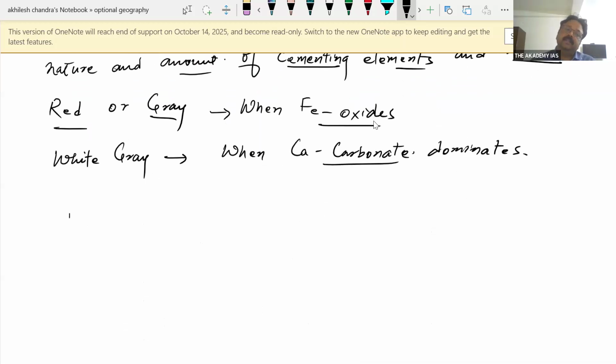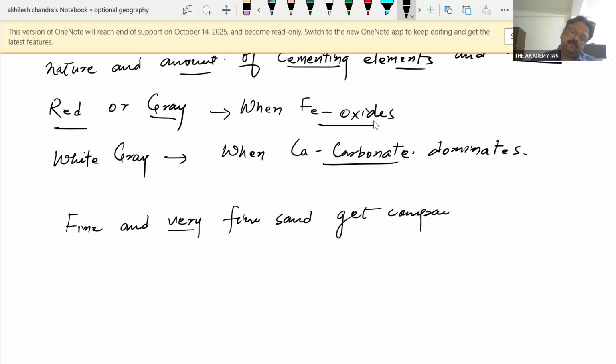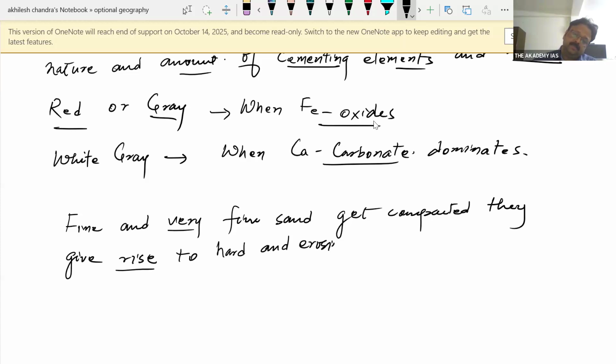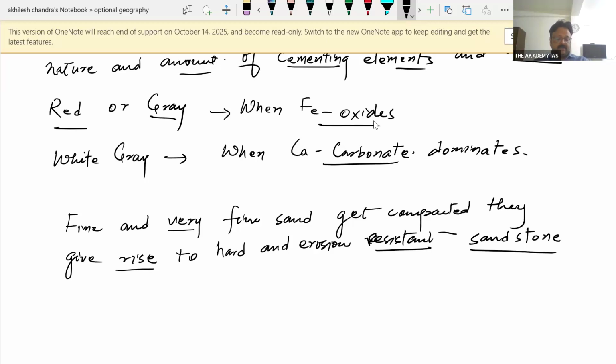Sandstone forms when fine and very fine sand get compacted, giving rise to hard and erosion resistant sandstone. Erosion resistant sandstone.